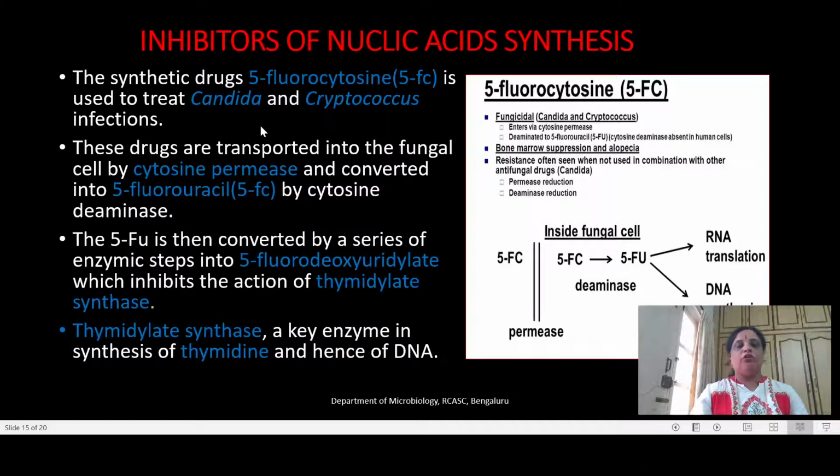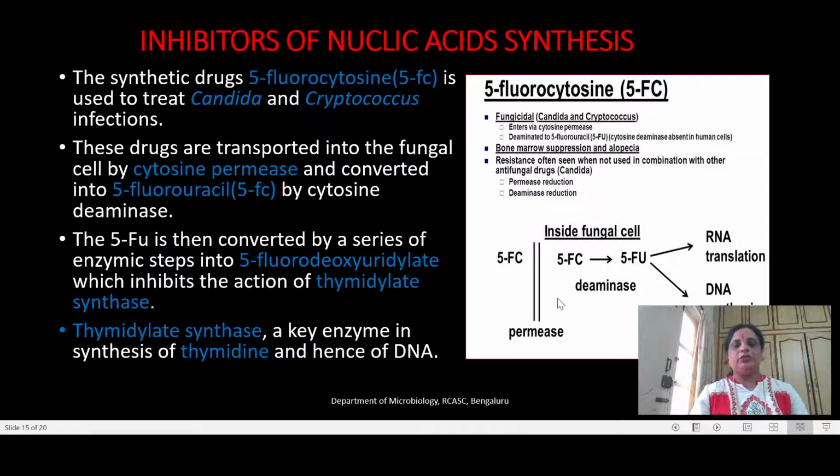So what is the mode of action of this 5-fluorocytosine? 5-fluorocytosine is transported into the fungal cell by cytosine permease. Say for example, if this is a fungal cell, and we apply 5-fluorocytosine on the infected part, it enters the fungal cell with the help of the enzyme cytosine permease. With the involvement of this enzyme, it enters the cytoplasm.